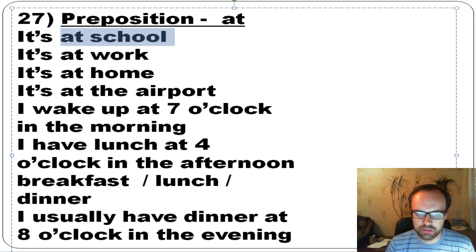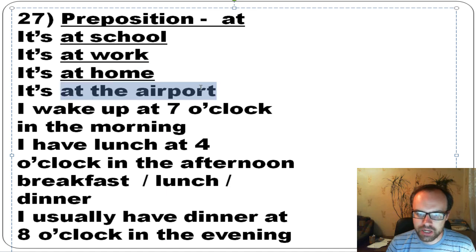Well, the preposition at. Please remember these phrases. At school, for example, it's at school. At work, it's at work. At home, it's at home. And at the airport, it's at the airport. Really, very important phrases: at school, at work, at home, and at the airport.